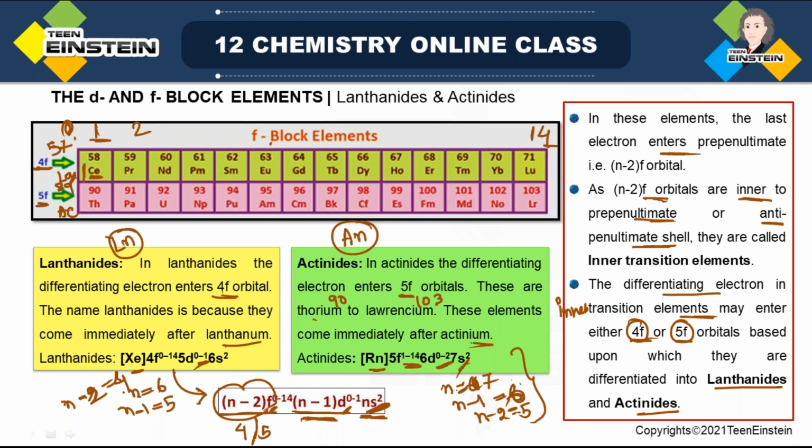Any doubt in the electronic configuration of these two series?